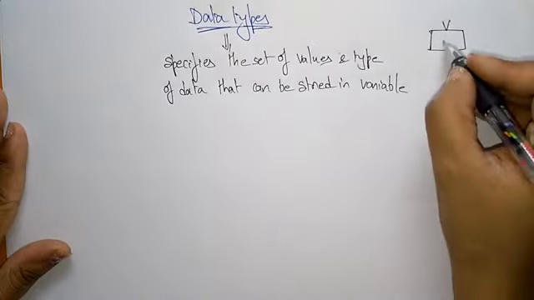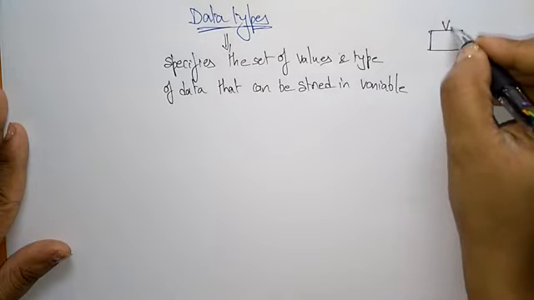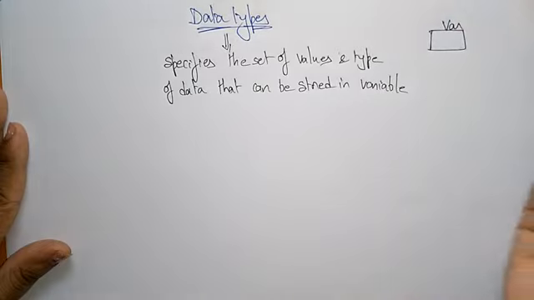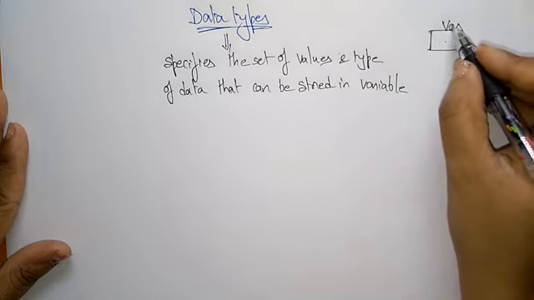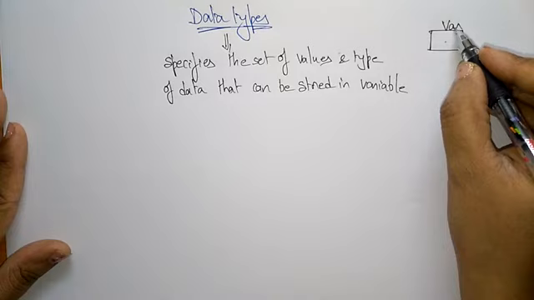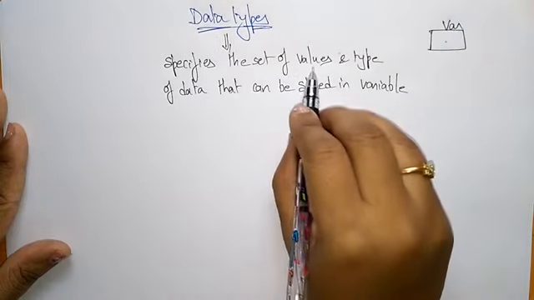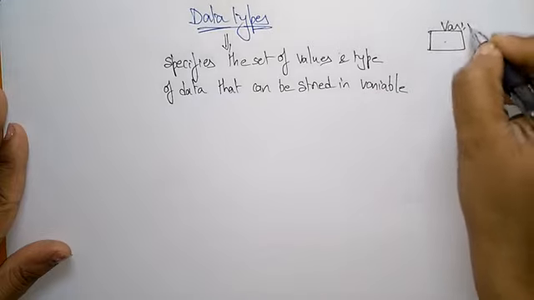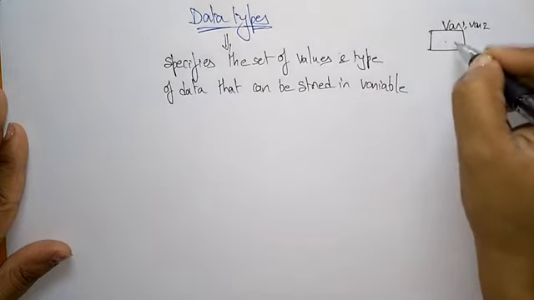So a variable is a name given to a memory location. So this is a memory location. Here we are giving a name to a variable. Suppose var is a variable name. For this memory location we are giving a name, that is a variable name. So this data type specifies the set of values. So var1, var2, so many variables are stored in this memory location.